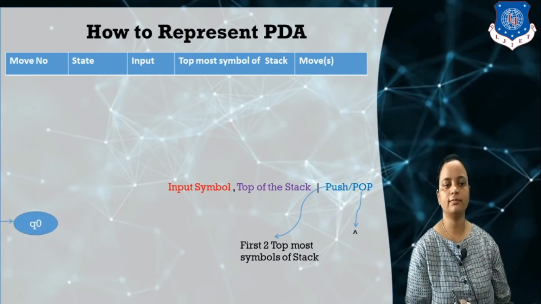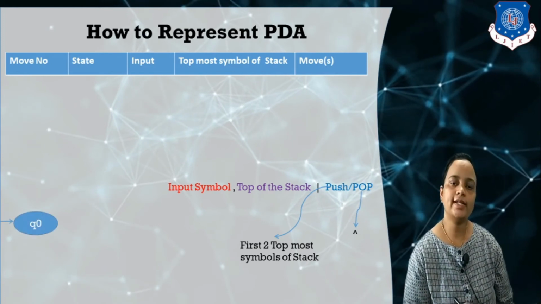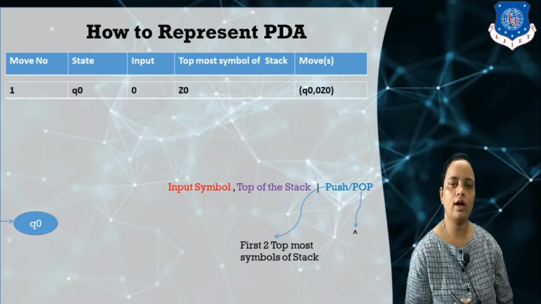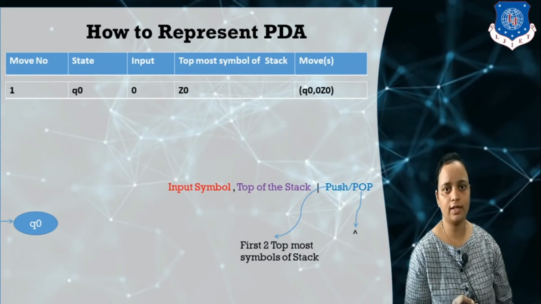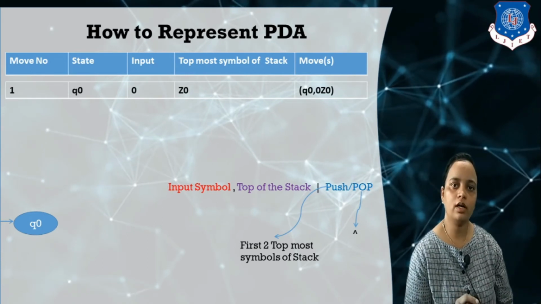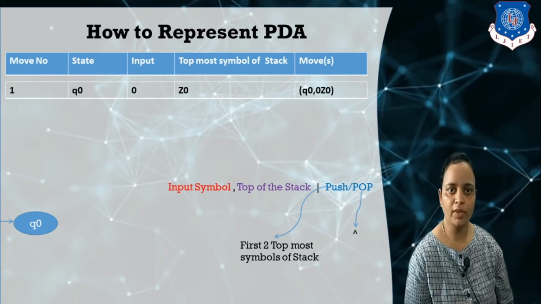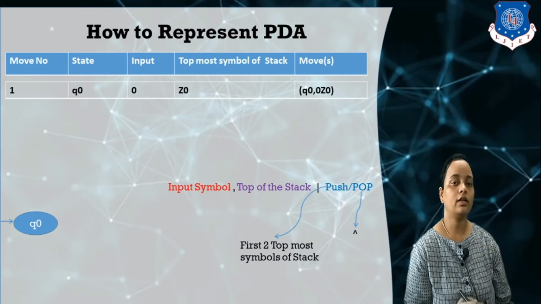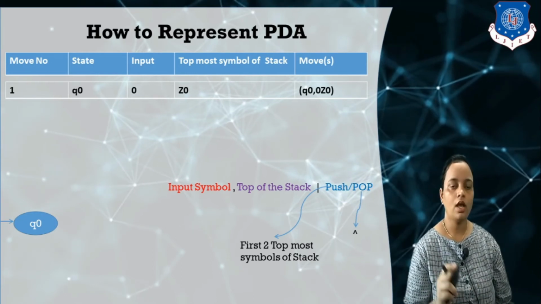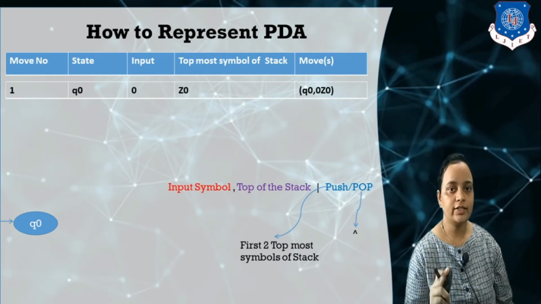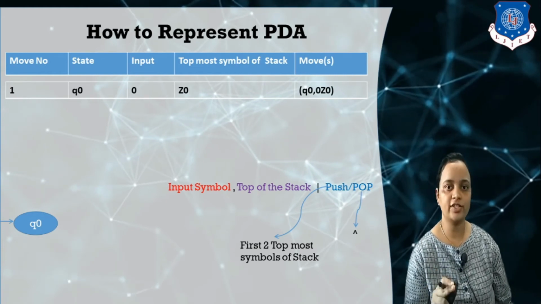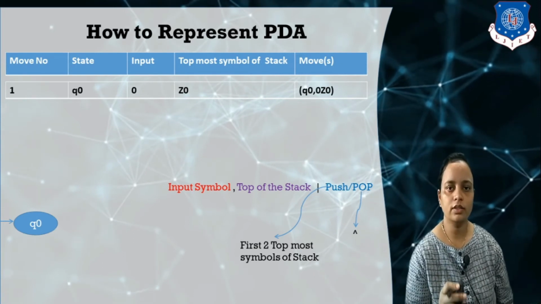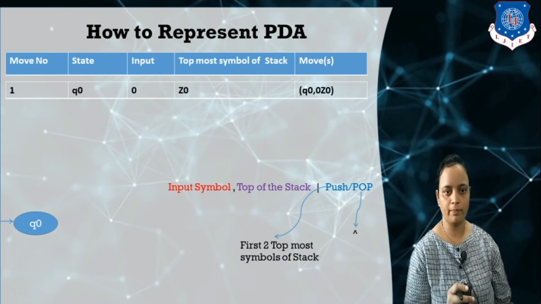So here you can see initially we are at state q0. Here I have mentioned the state number q0 and the transition for the 0 input symbol. Right now I am at state q0, input is 0, topmost symbol z0. Which state are we going to move to? We are moving to the same state q0, with 0 z0, a push operation, as you can see.